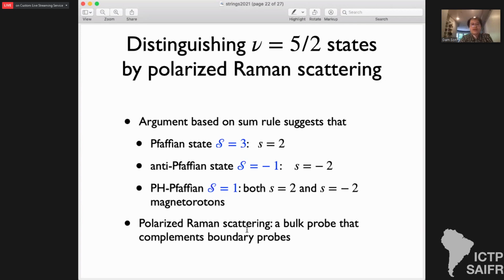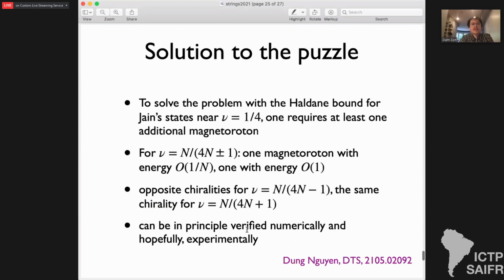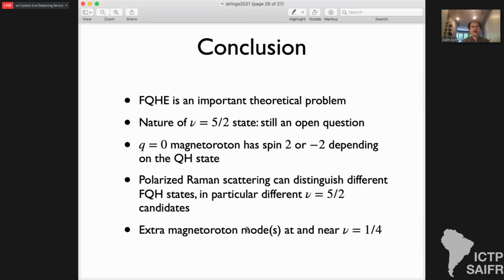So let me skip these topics and go to my conclusion. The fractional quantum Hall effect is an important theoretical problem. In this talk, we have discussed two sub-problems. One is the nature of the nu equals 5/2 state, and the other is the nature of the spin of the magnetoroton at Q equal to zero.